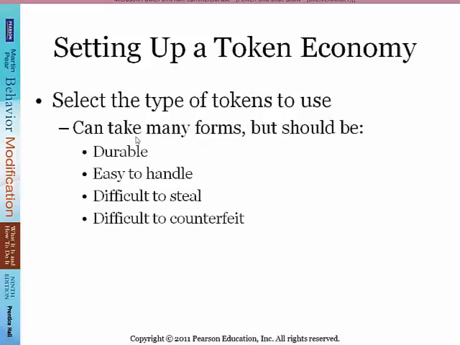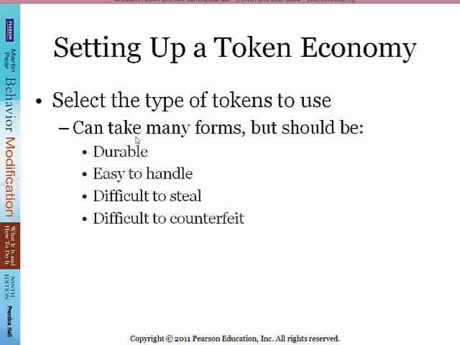Now, for the actual token itself, once you have backup reinforcers, you have to come up with a token. Now, as I said, this could be points, this could be pennies in a jar, it could be raffle tickets, it could be any number of things. It needs to be durable because kids are rough on things. They break things easily, and easy to handle if you want the students or the children to be handling them themselves and keeping up with them.